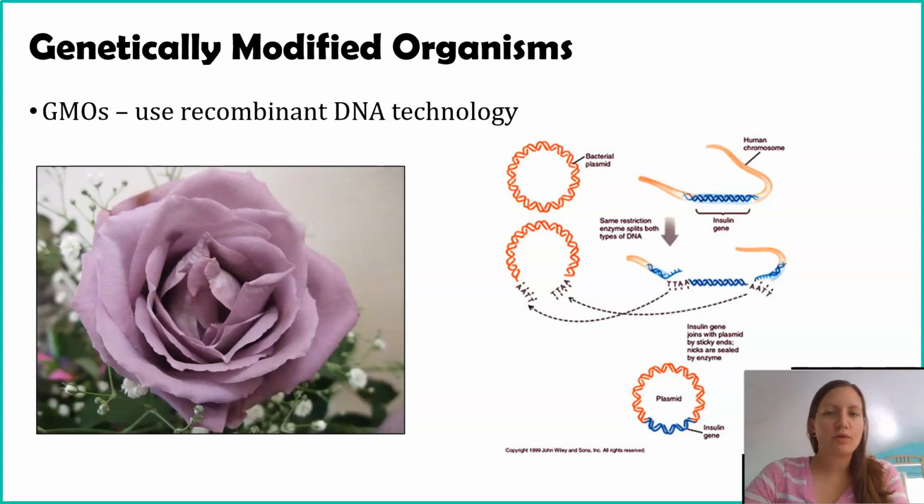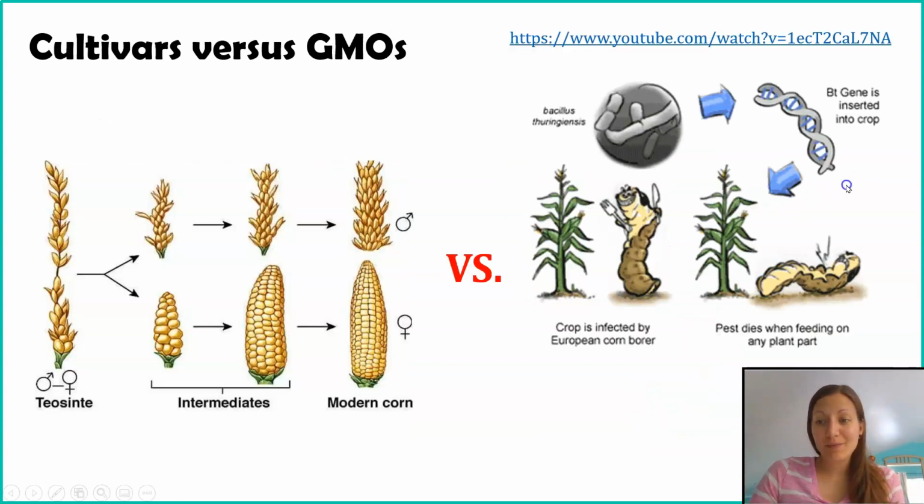So this was for a rose, but we can do this in our foods. We can do this in corn. We can do this in fish. We can do this in cows. We can do this in a lot of ways that benefit us. And we'll explore in a little bit why or what we can do with our food crops to make them better. Now, before we get too far, something I do want to point out is the difference between cultivars and GMOs.